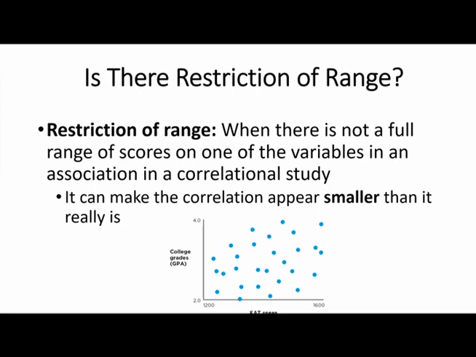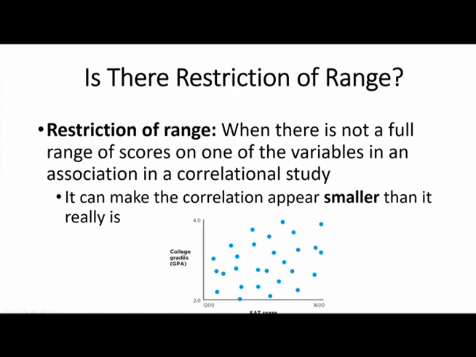So our next thing to consider when we're looking at these relationships, when we're trying to interpret our statistics, is that we should consider if there is a restriction of range. A restriction of range is basically when we don't have a full range of scores on one of the variables that's in this study. And if your scores are, say, truncated, if we've cut them off too soon, it can actually make your correlation appear smaller than it really is.